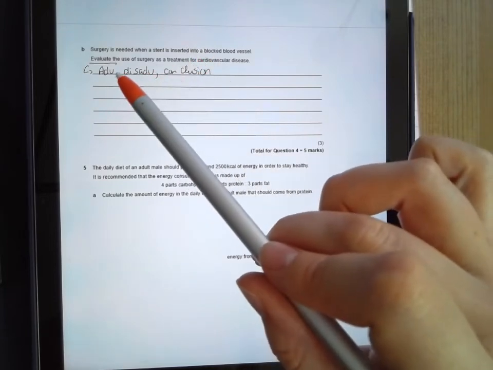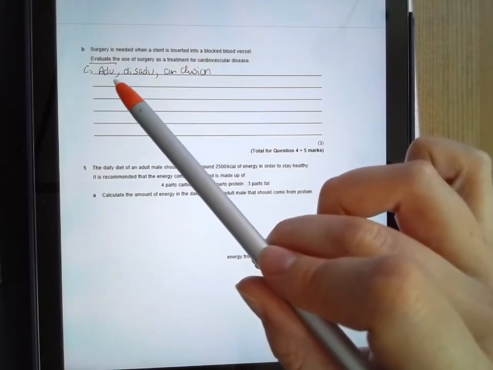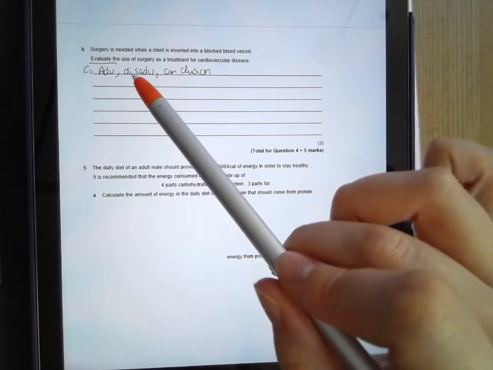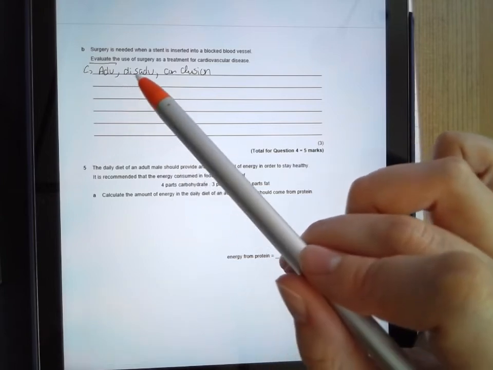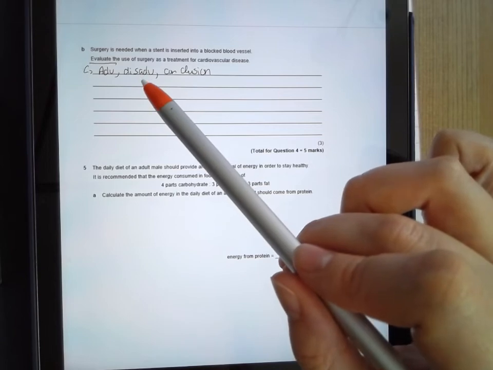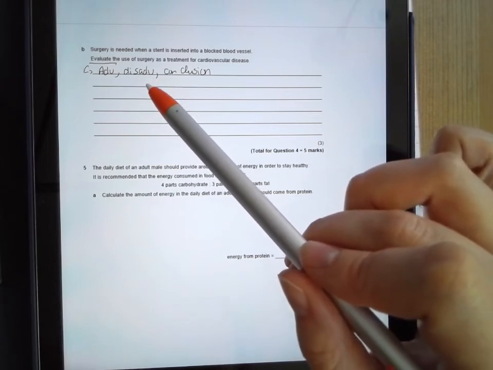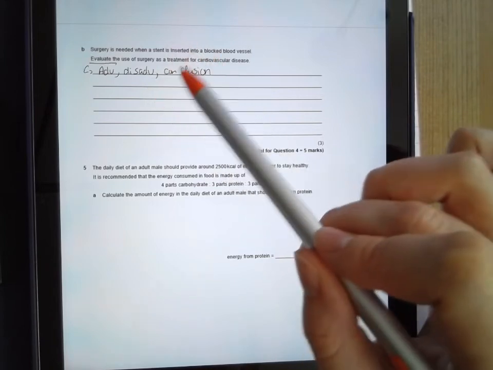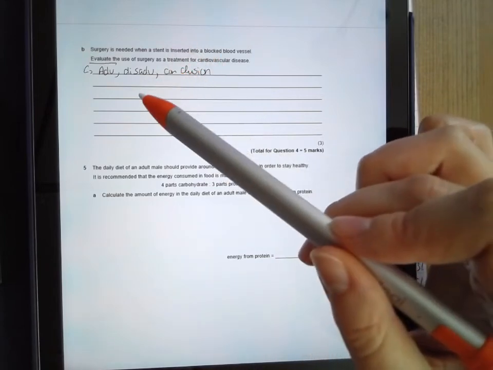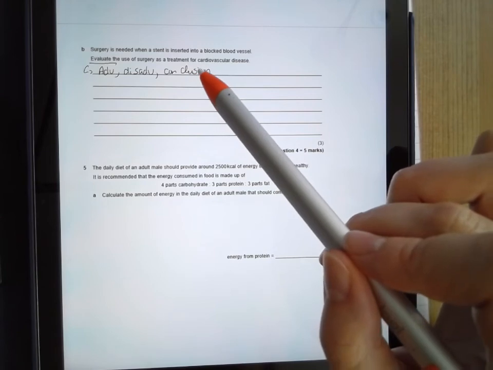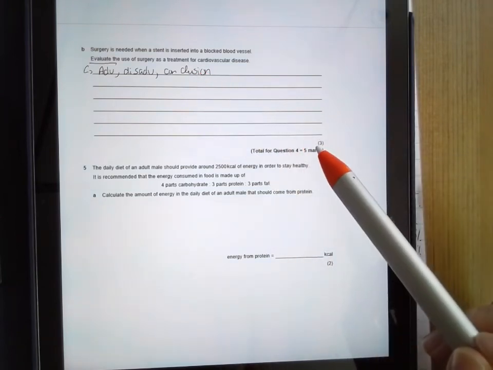Okay, so they're saying to insert that stent is a form of surgery. Give me an advantage of using surgery to treat this condition. Give me a disadvantage or danger. I know we haven't talked about this specifically, but this is really just generic stuff. Just use your common sense. What's a danger of surgery? And then just give me an overall conclusion of whether you think surgery is good or whether you think surgery is bad. And that's going to give you 3 marks in total.